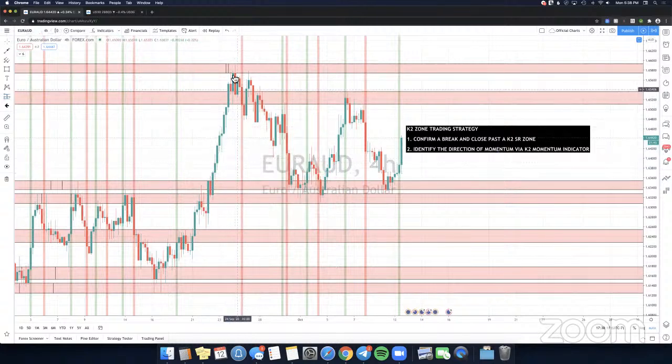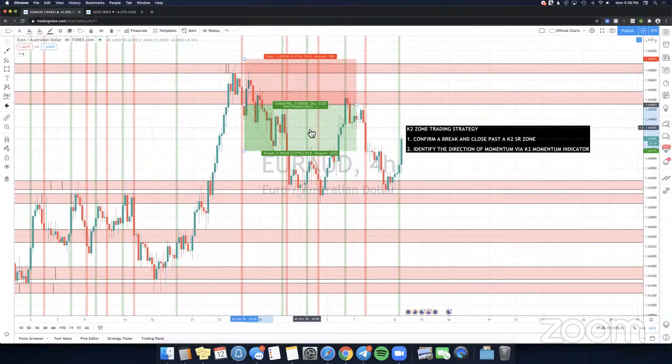Same situation right here. Price was above the zone. It broke the zone right here, and then we had the direction of momentum coming downward. So if we saw this right here, we would have taken a sell right here, and it would have hit TP again right there.